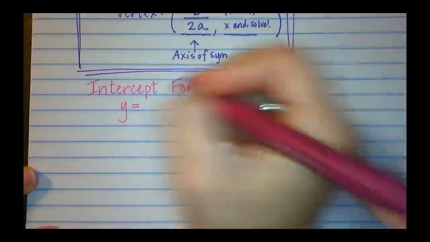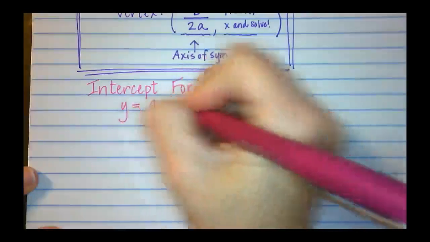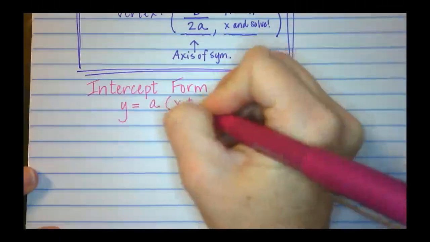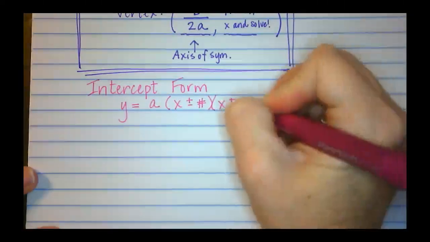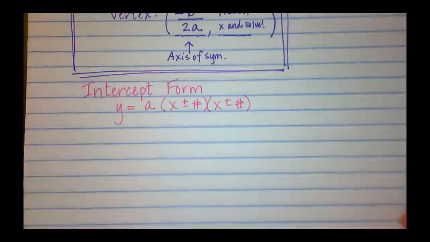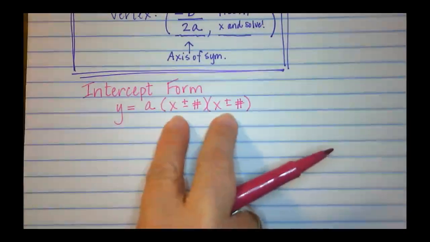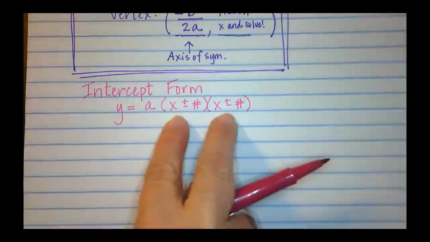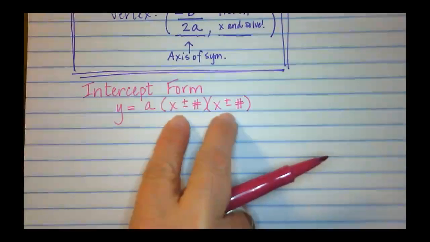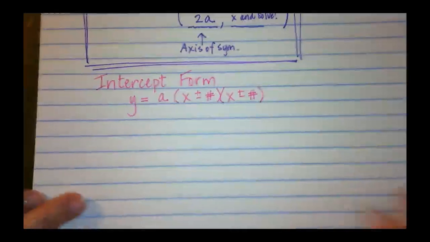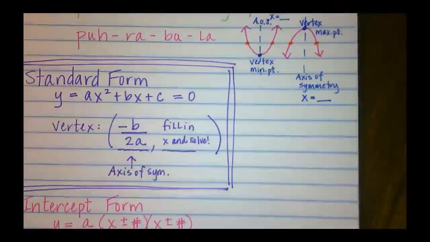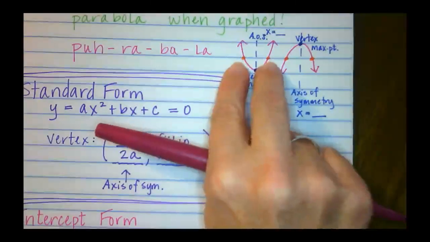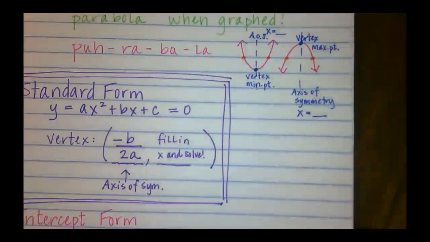So intercept form looks like y equals a, and then we have x plus or minus a number, and then x plus or minus another number. So it's in factored form. All right, well, when we have intercept form, what's happening is these two answers right here are the x-intercepts of our parabola. So when we do intercept form and we get our two solutions, those are the two places where our parabola is crossing the x-axis.